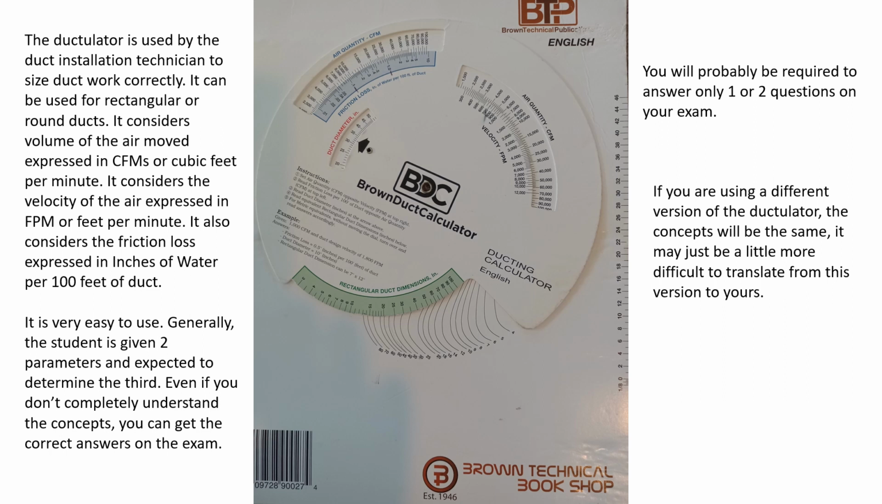All right, it considers the volume of the air to be moved, expressed in CFMs or cubic feet per minute. It considers the velocity of the air, expressed in feet per minute, FPM. It also considers the friction loss, expressed in inches of water per 100 feet of duct. You know, you've got air moving through a duct, you're going to get some loss due to friction. Okay, and this ductulator is going to consider that.